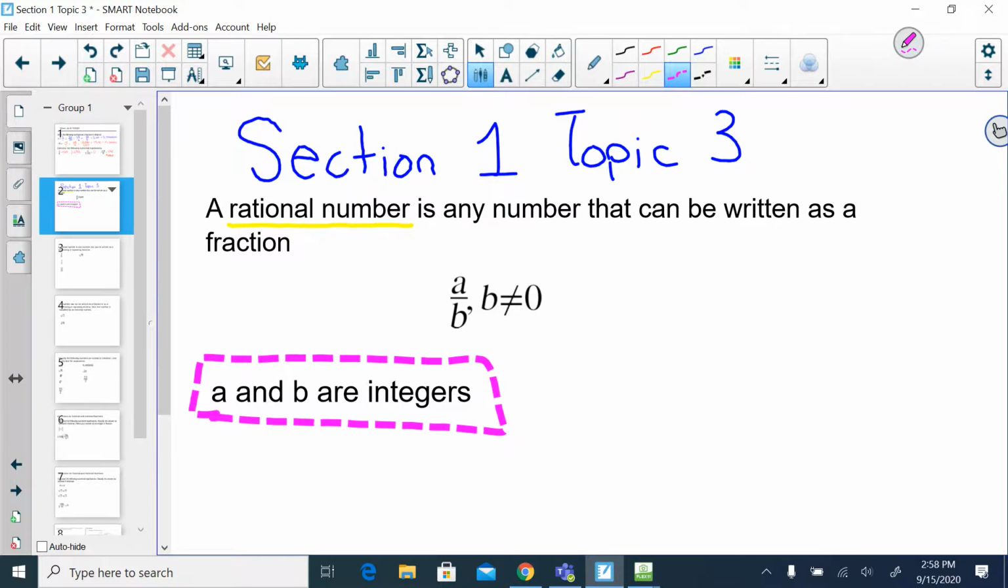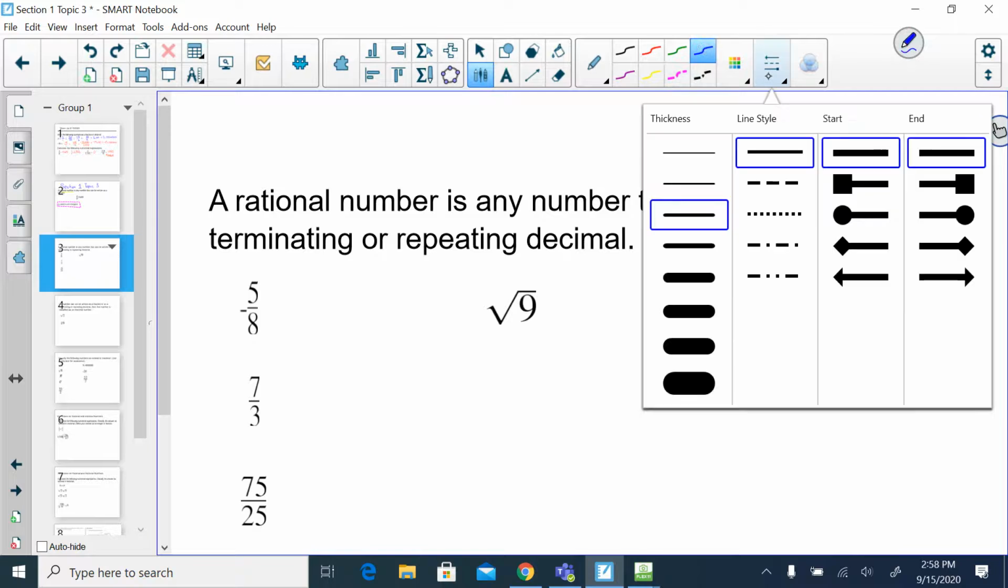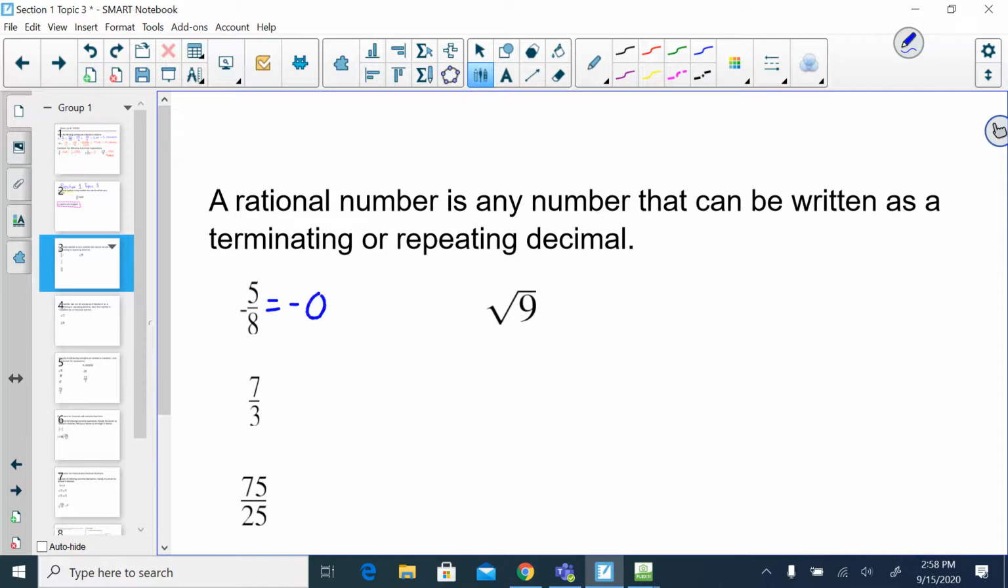Another way to say that something is a rational number is that if the number can be written as a terminating or a repeating decimal. Okay, a terminating or a repeating decimal. For instance, in our warm-up, we had -5/8, and we noticed that our answer was -0.625. Nothing came after the 5 in the decimal, so this is what we will call a terminating decimal. Okay, terminating decimal.